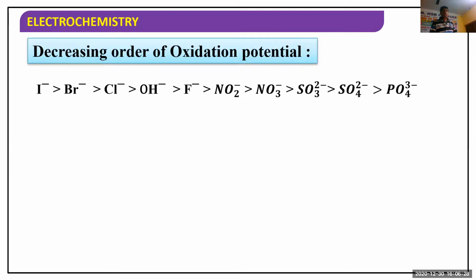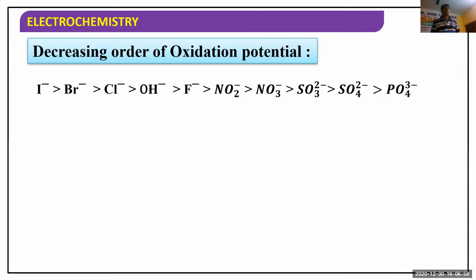Decreasing order of oxidation potential, this is the order. Iodide readily forms iodine. Iodide will be more easily oxidized than bromide, than chloride, and than others.